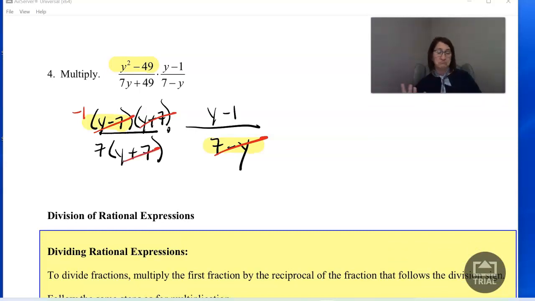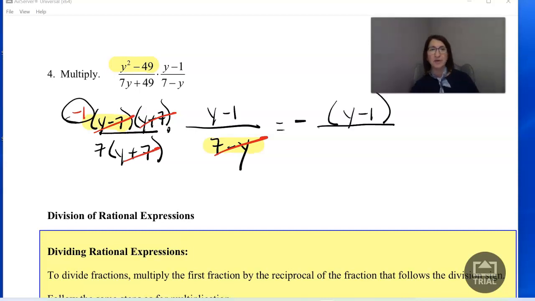And that's about everything. So I'm going to go ahead, multiply across. So when I multiply across, I am left with, you can go ahead and put this negative out front from this negative 1. And then you've got a y minus 1. I'm going to use the parentheses over a 7. That's my answer.